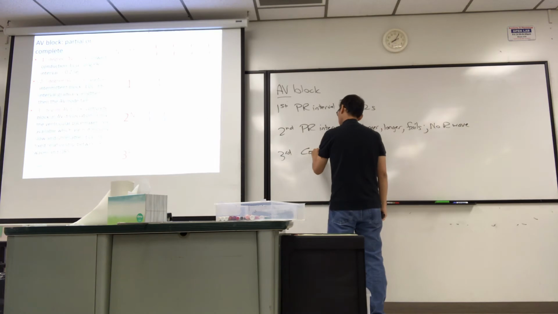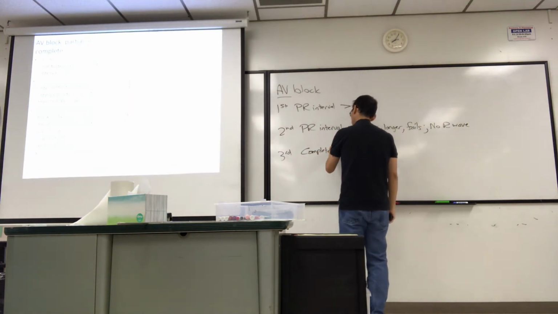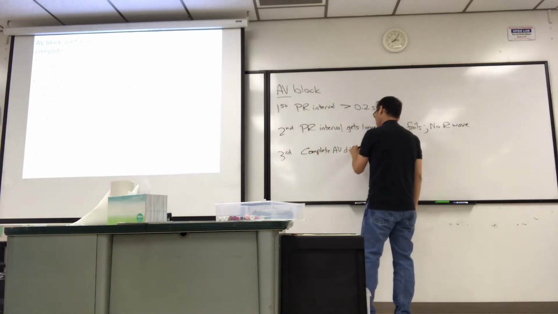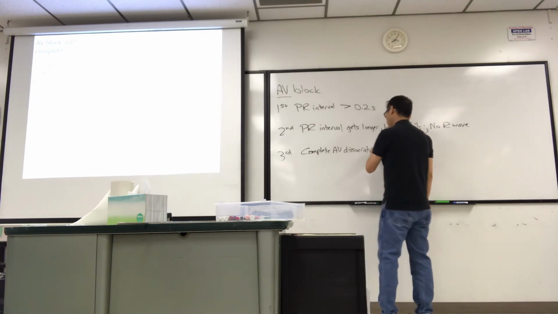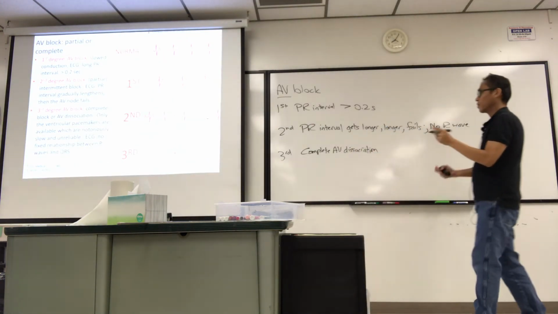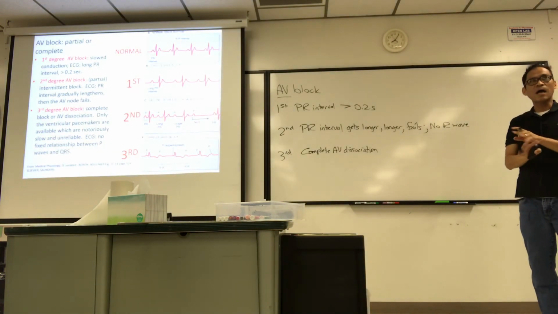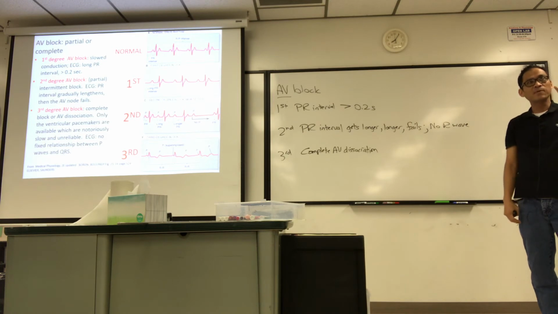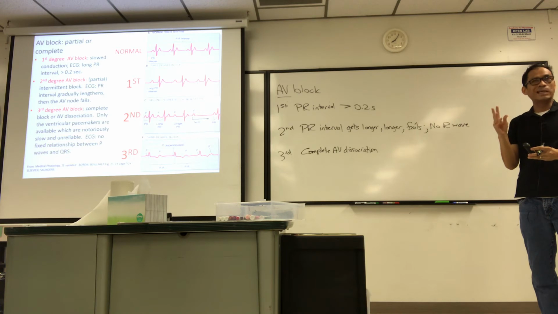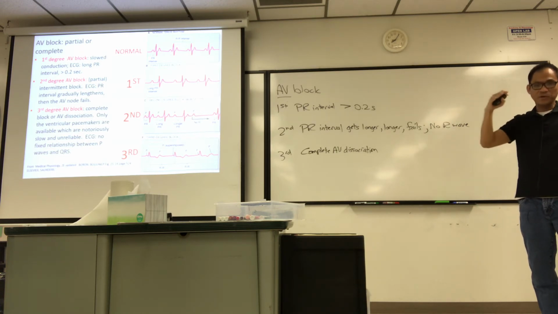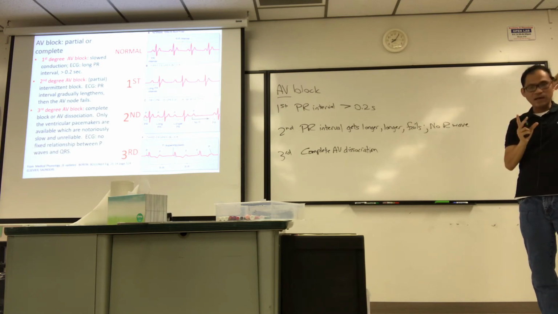Complete AV dissociation. So let's think about it. The signal is not getting down to the ventricles. What's the number 3 pacemaker in the ventricles? Purkinje fibers. So they have to take over. They're just going to make the ventricles contract weakly at their own rate. But then the SA node is making the atria contract on their own time. So they're not going to be in sync at all.